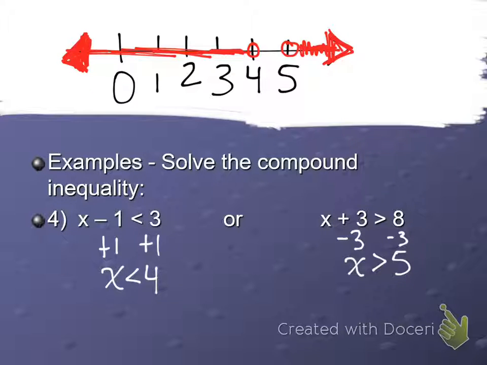Okay. And then we're finished. Once we're done shading, that's it. That is our solution set. Any of the numbers on the left of 4, any of the numbers to the right of 5 will work because we just need to satisfy one of these or the other one, not both.